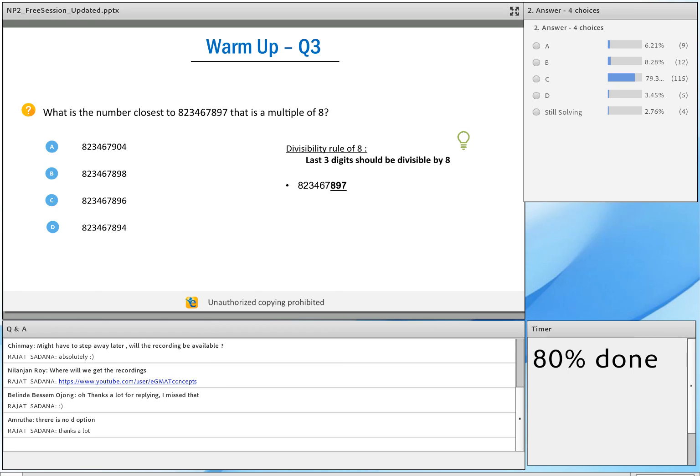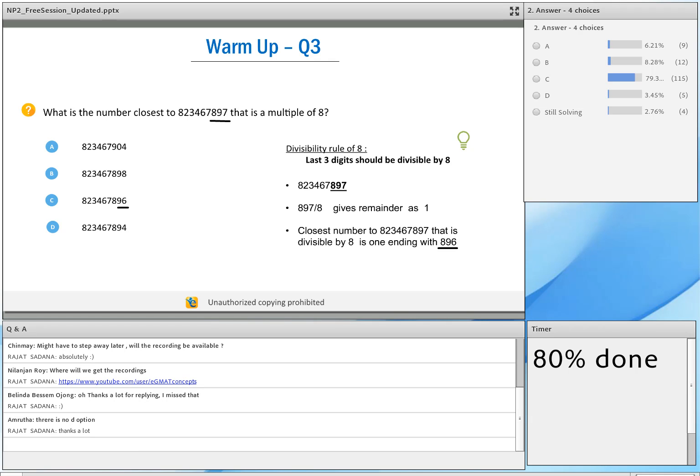they are 897. And when you divide 897 by 8, you get a remainder of 1. Which means the closest number to this that is divisible by 8 would be when you subtract 1 from it, which leaves us 896. You look for 896, which is choice C over here.